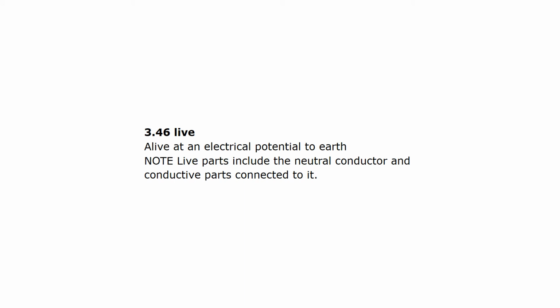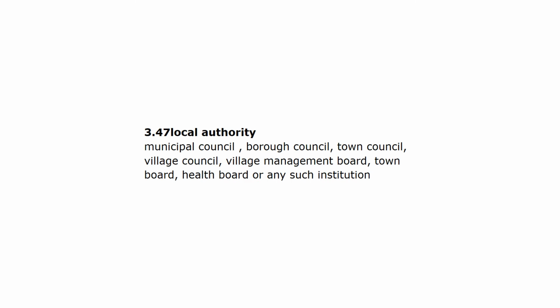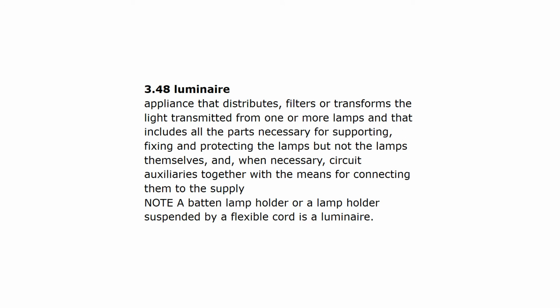Live: alive at an electrical potential to earth. Note: live parts include the neutral conductor and conductive parts connected to it. Local authority: municipal council, borough council, town council, village council, village management board, town board, health board, or any such institution. Luminaire: appliance that distributes, filters, or transforms the light transmitted from one or more lamps and that includes all the parts necessary for supporting, fixing, and protecting the lamps but not the lamps themselves, and, when necessary, circuit auxiliaries together with the means for connecting them to the supply. Note: a batten lamp holder or lamp holder suspended by a flexible cord is a luminaire.